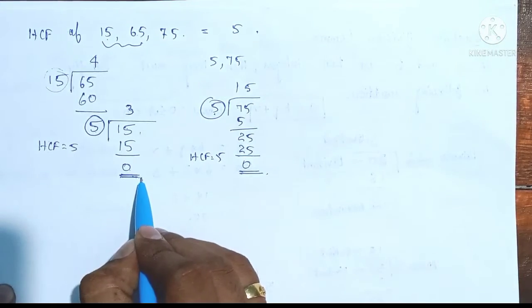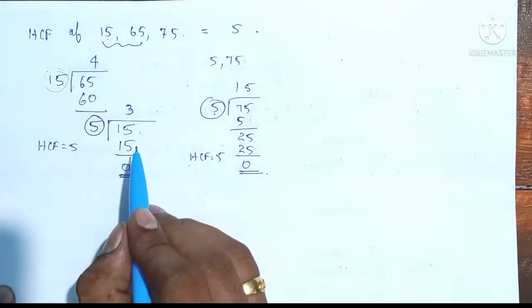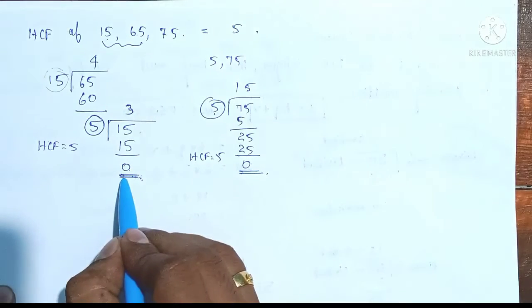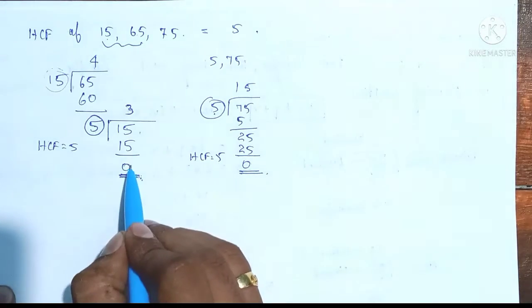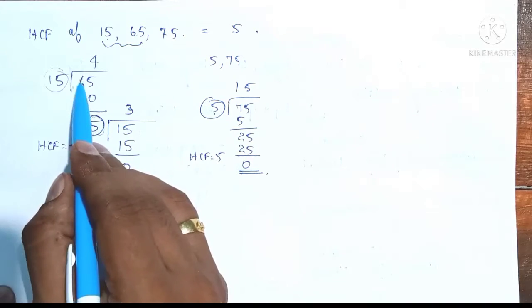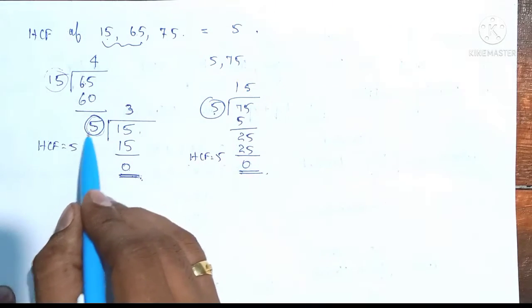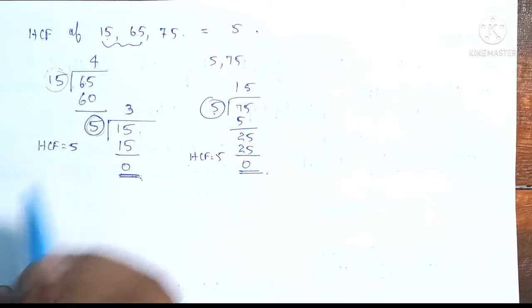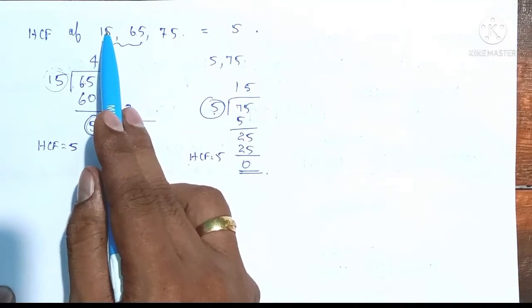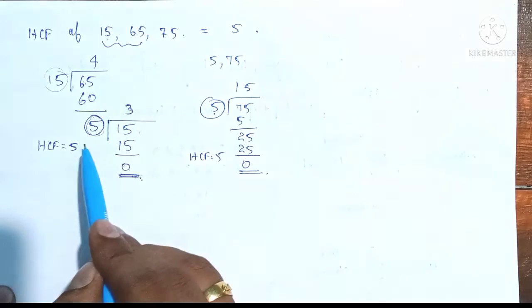So until this we have to do, and how we will get the HCF is that the last step, when we are getting the remainder as 0, in that step the divisor will be the HCF of these two numbers. So here HCF is 5. Okay, so we found that the HCF of 15 and 65 is 5.